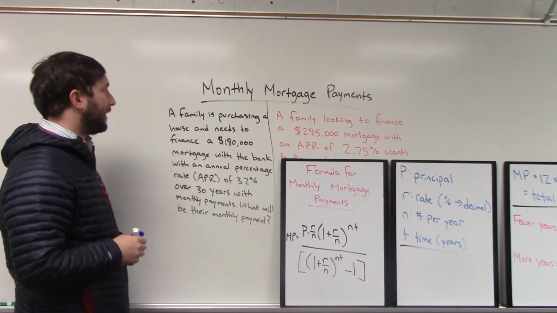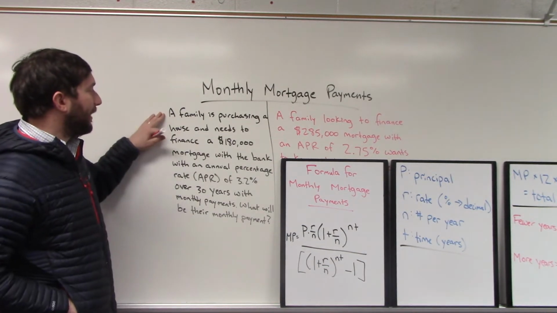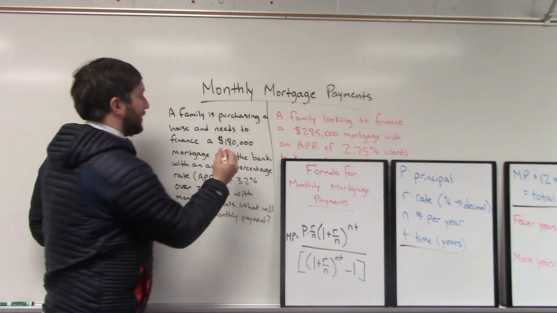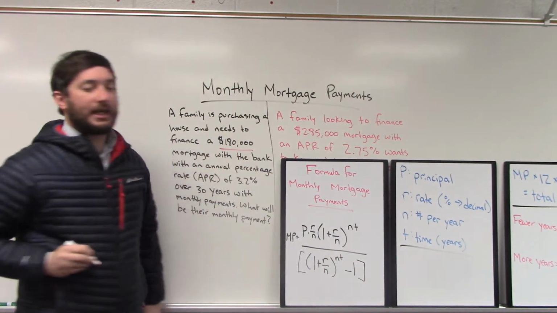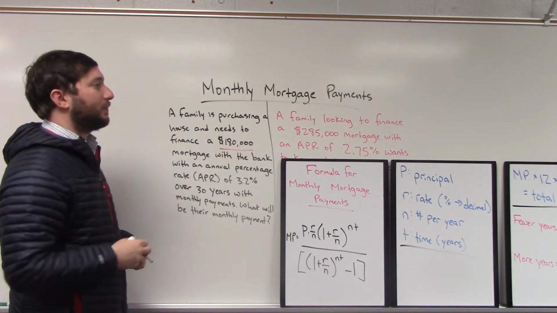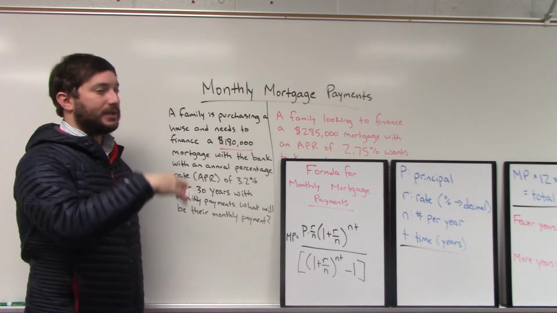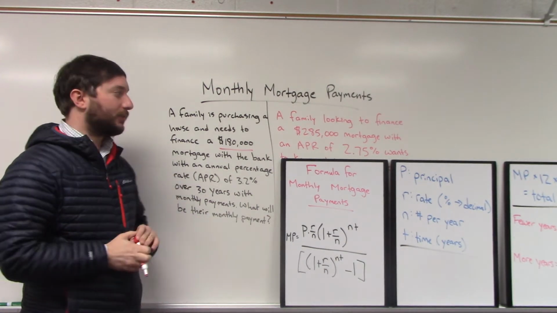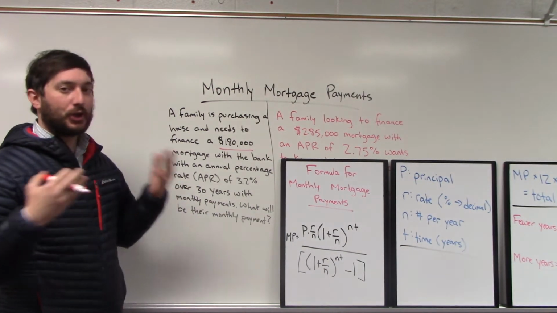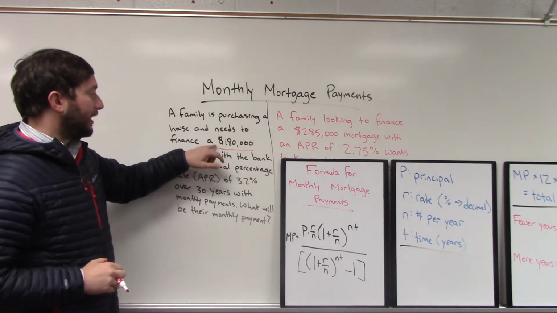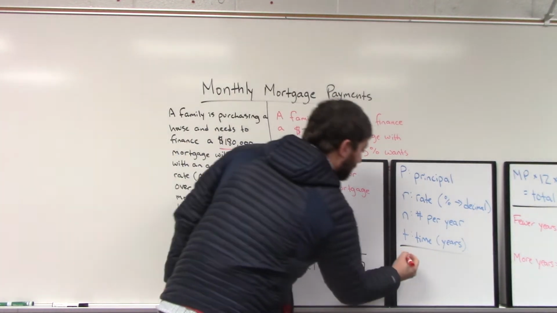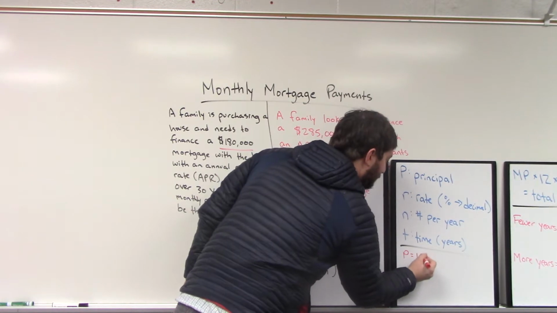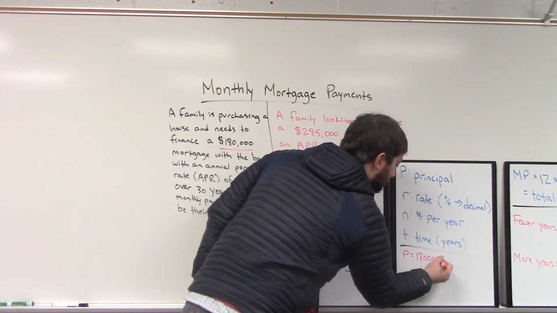and see where we can compare different things in a minute. Okay, so let's say a family is purchasing a house and needs to finance $180,000. That's going to be the purchase price of the house. If you go on Zillow or something and look at house prices, this is what you're going to see. Okay, not the total, but the principal. So in this case, P is $180,000.